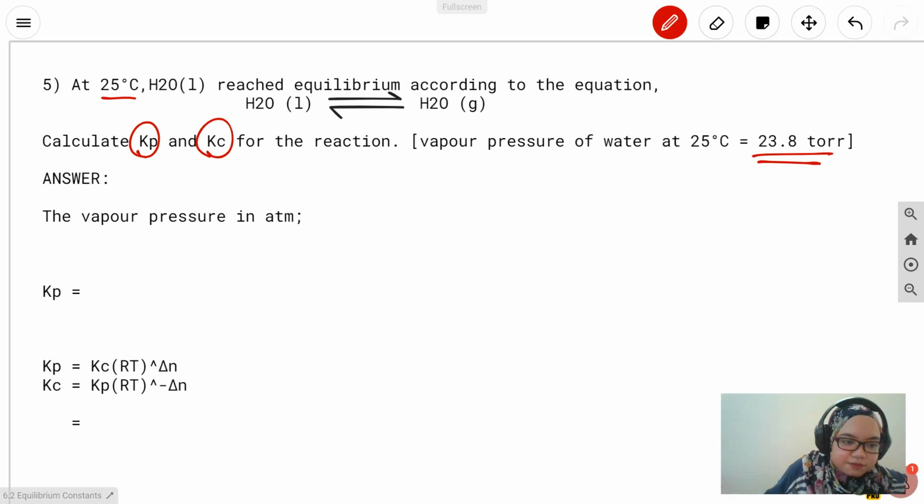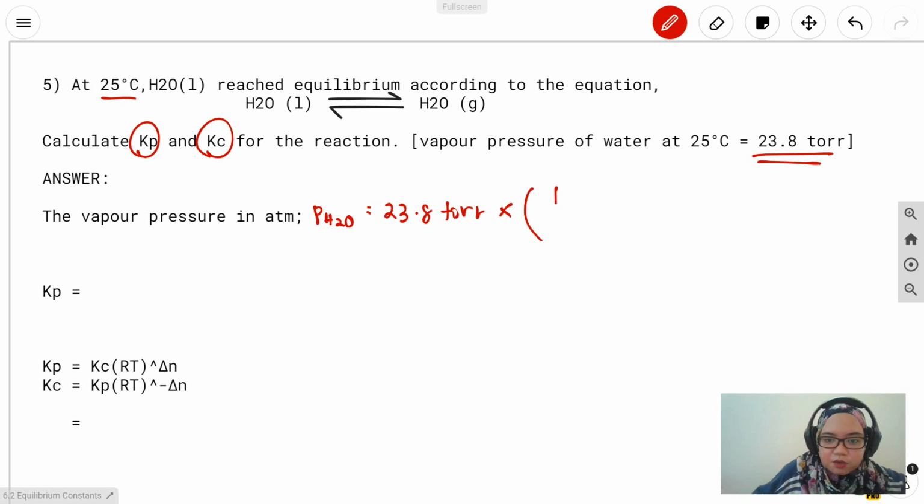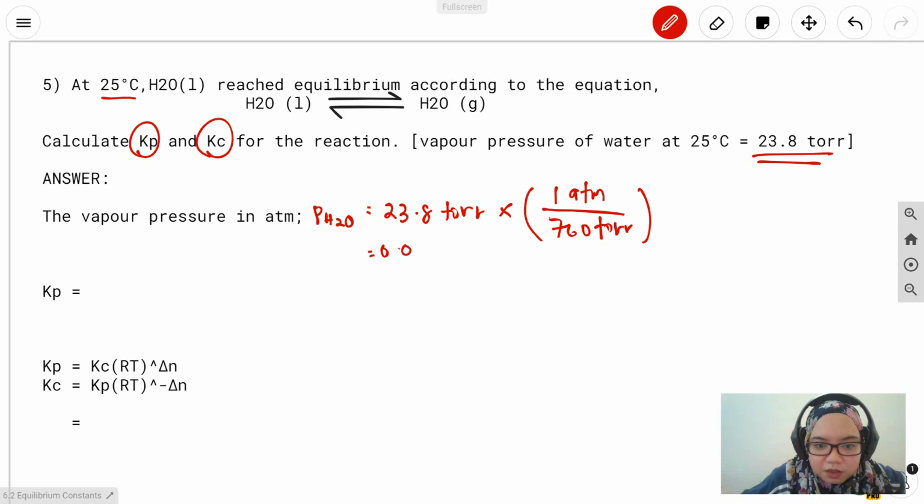So we know that PH2O is equal to 23.8 torr times, you know that 1 ATM is equal to 760 torr. So we call the partial pressure of water here is equal to 0.0313 ATM.